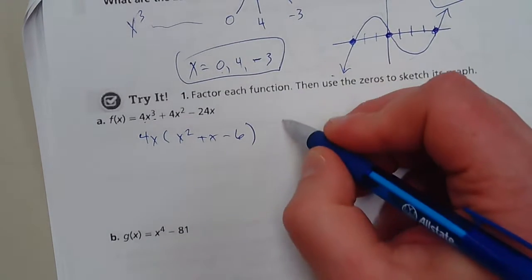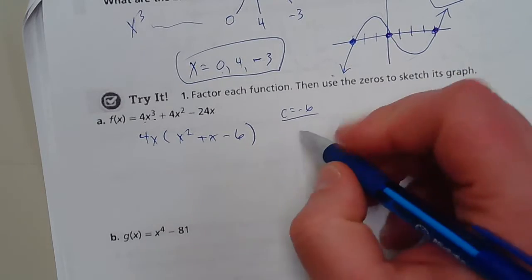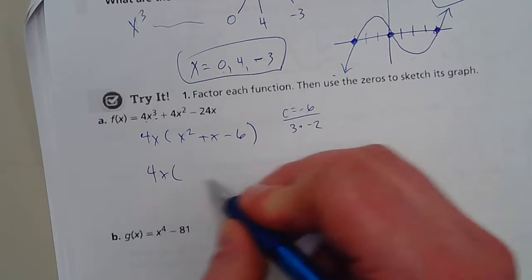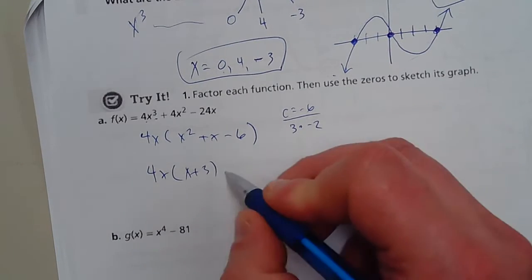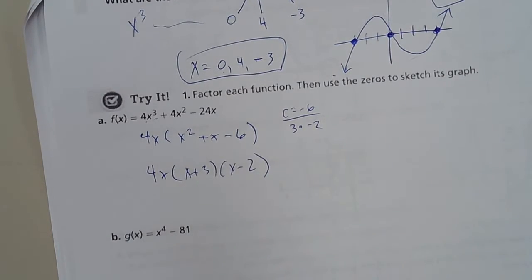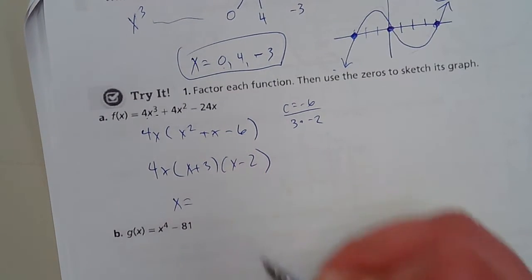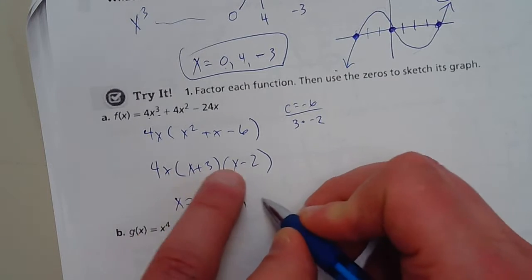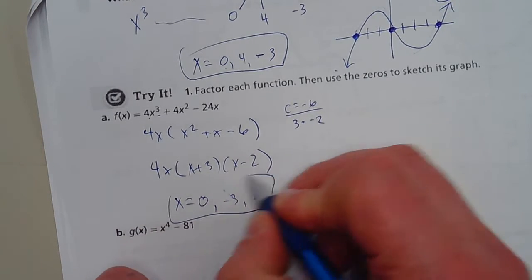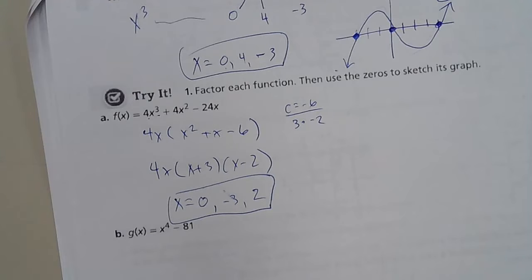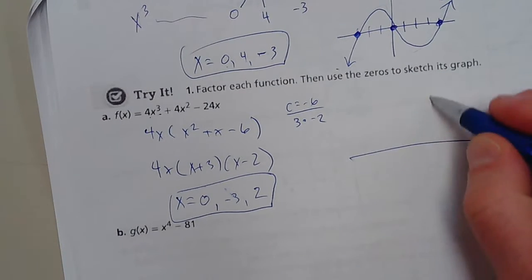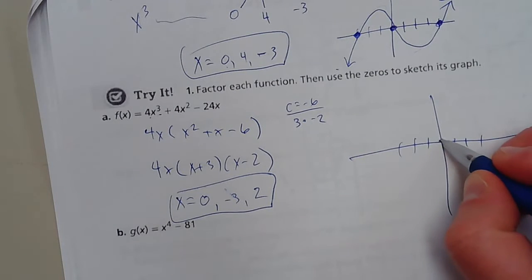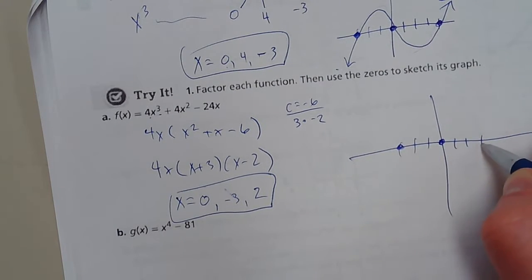So factors of -6 that are going to add to 1 are going to be 3 and -2. So this is going to factor x plus 3, x minus 2. And now that it's in factored form, we can identify our solutions. So the zeros would be at 0, -3, and 2. And that would be our answers to that problem. It also says sketch the graph. So once again, 0, -3, and 2.